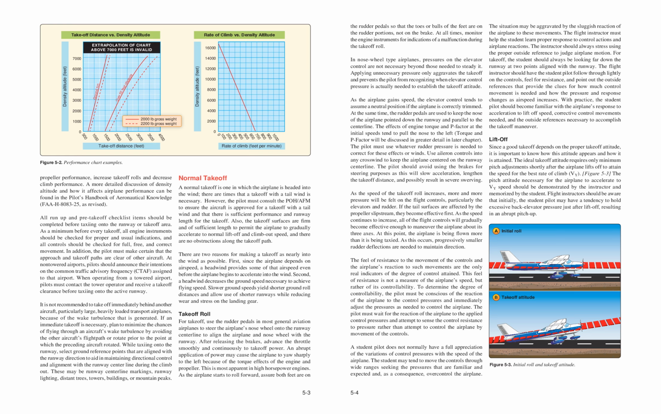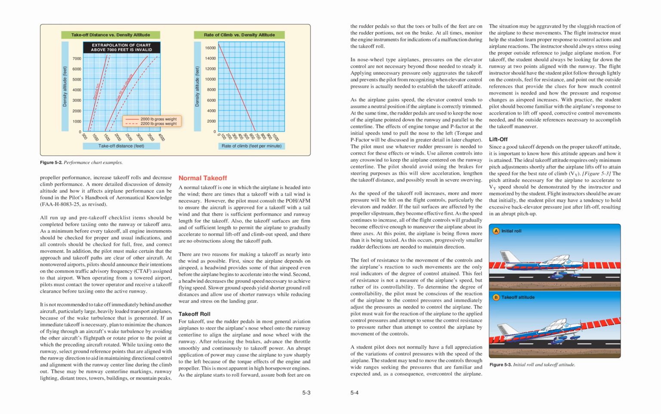The pilot should avoid using the brakes for steering purposes as this will slow acceleration, lengthen the takeoff distance, and possibly result in severe swerving. As the speed of the takeoff roll increases, more and more pressure will be felt on the flight controls, particularly the elevators and rudder. If the tail surfaces are affected by the propeller slipstream, they become effective first. As the speed continues to increase, all of the flight controls will gradually become effective enough to maneuver the airplane about its three axes. At this point, the airplane is being flown more than it is being taxied.